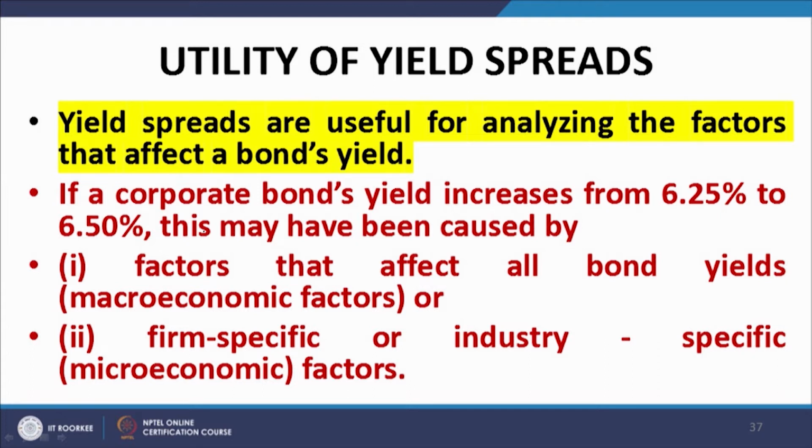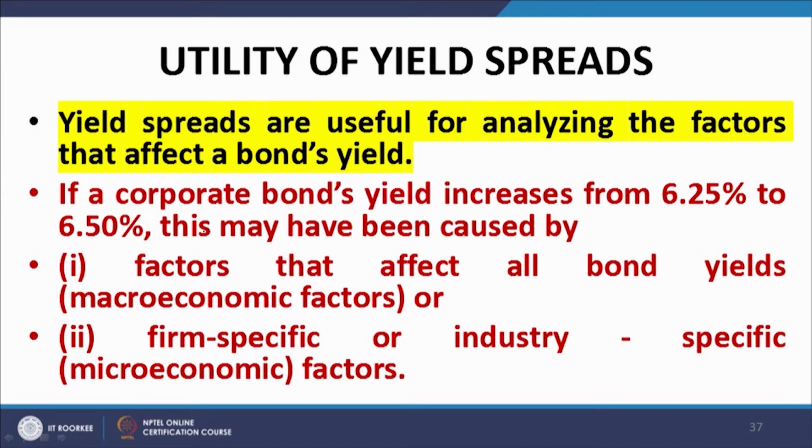That means the benchmark yield has also increased by the same amount. That means the increase is due to macroeconomic factors. On the other hand, if the benchmark yield remains the same and the yield on our instrument, that is this corporate bond, has increased from 6.25 to 6.5%, it means that the bond's riskiness has increased. It is due to factors which are specific to this instrument. Why? Because the benchmark yield has not changed.